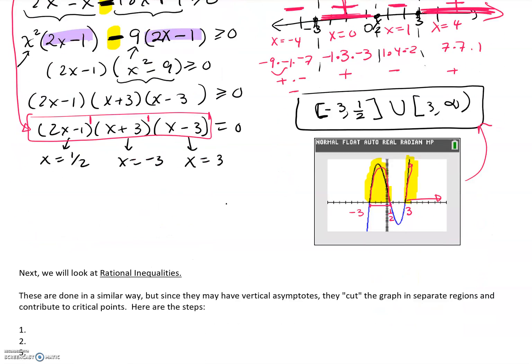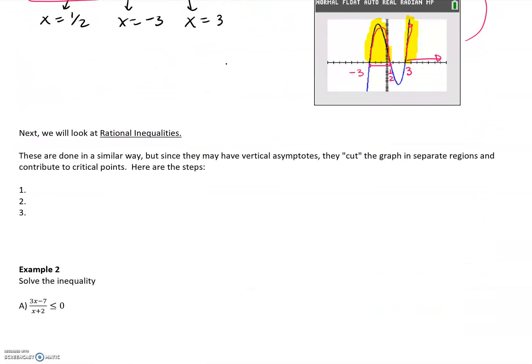Now let's go to rational functions. Rational functions, we can also deal with inequalities there. They're done the same way pretty much, but they may have vertical asymptotes, as you saw in section 3.6, and so those cut the graph into separate regions and also contribute critical points. So here are the steps we're going to do them by hand, and then look at our TI also.